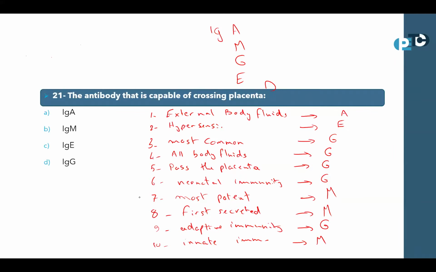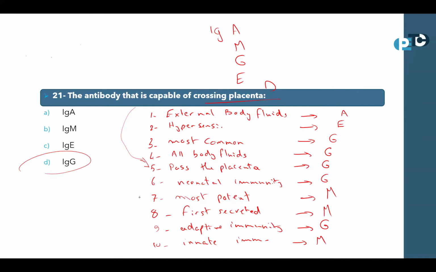So if you have any question like this about any of those points, you can answer it directly. Let us see our question here. The antibody capable of crossing the placenta, of course, is point number 5, it is G. So that answer is G. Okay, I'll give you 1 minute to write those notes. Then we will move to the next question.